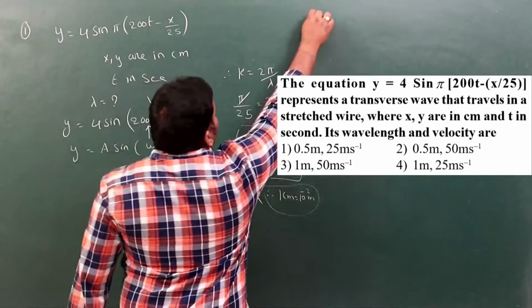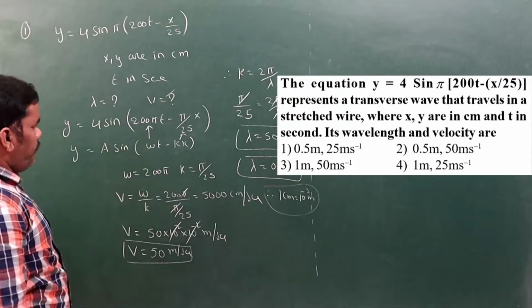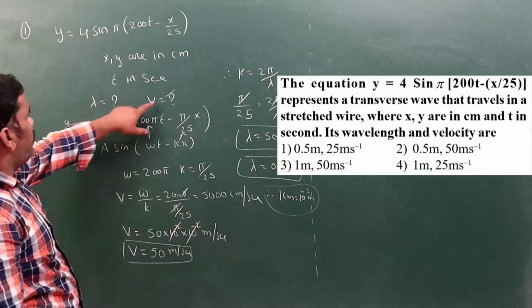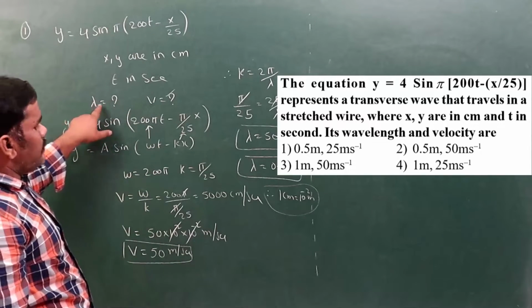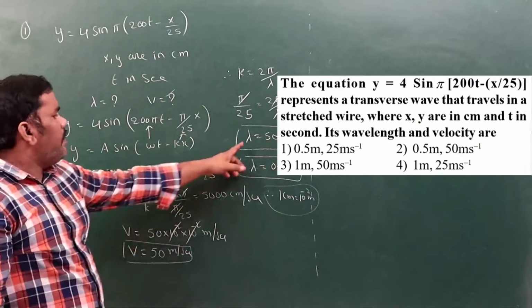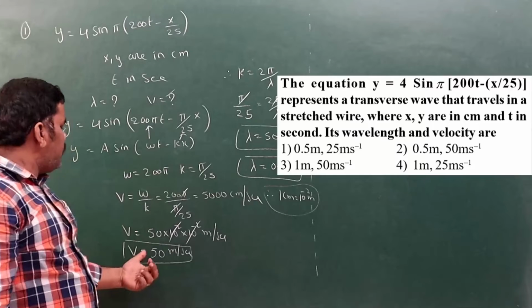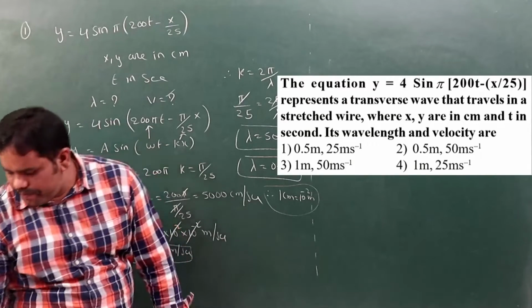Okay? So here we found that the velocity of the wave is equal to 50 meter per second, and the wavelength lambda is equal to 0.5 meters. Suppose the answer is given in centimeters: wavelength is 50 centimeters, and velocity is 5000 centimeter per second. Okay?